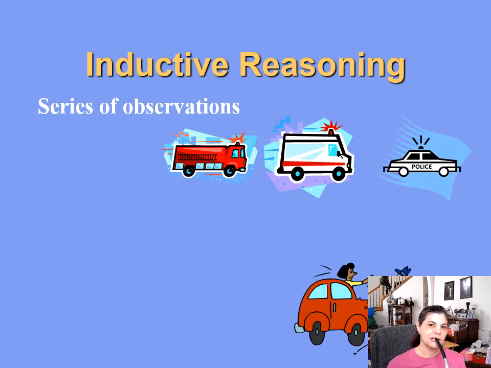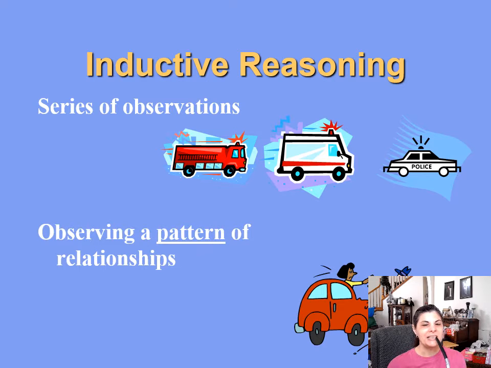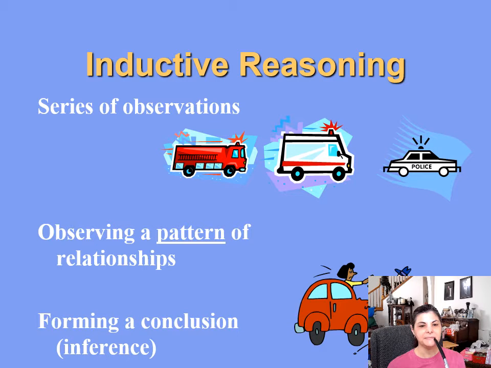So if I were to see several emergency vehicles go by my house, one after the other, I might expect another one to come by soon, or based on what I know, I could combine that with what we call deductive reasoning and say there must be an accident somewhere. But the inductive reasoning tells me that it's likely that if I see several things happen, that another one might happen as well. So looking at a pattern and then forming a conclusion.